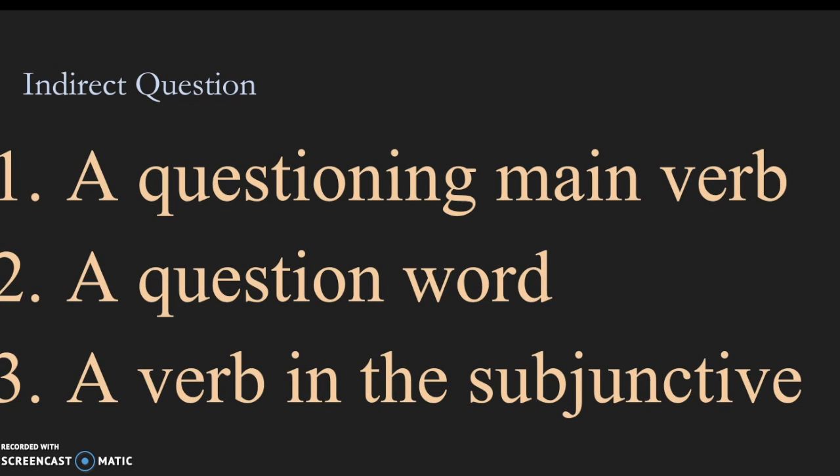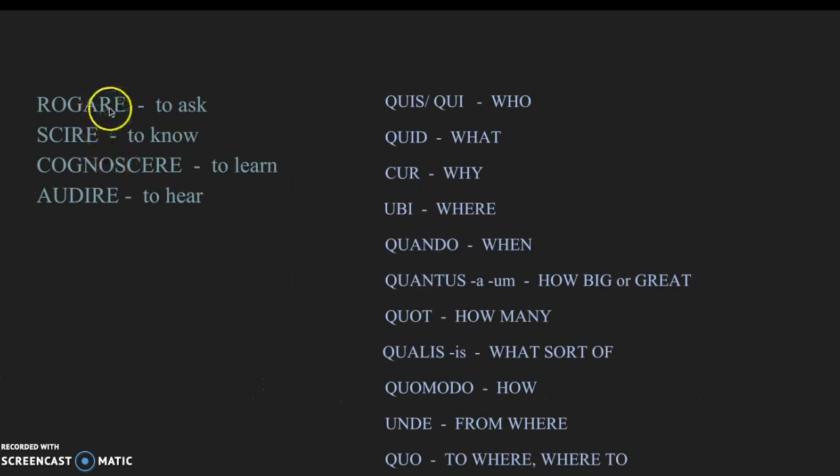In order to make an indirect question, you need these three components: a questioning main verb, a question word, and a verb in the subjunctive, either in present, imperfect, perfect, or pluperfect tenses. Over here are some examples of questioning main verbs, and over here are some examples of question words.